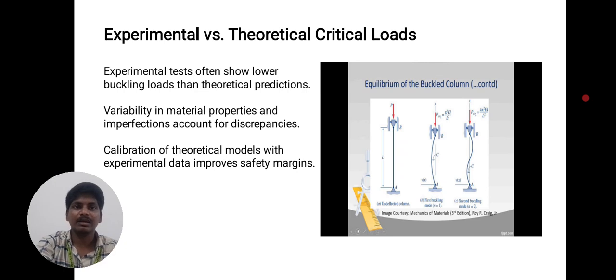Experimental versus theoretical critical loads. Experimental tests often show lower buckling loads than theoretical predictions. Variability in material properties and imperfections account for discrepancies. Calibration of theoretical models with experimental data improves safety margins.